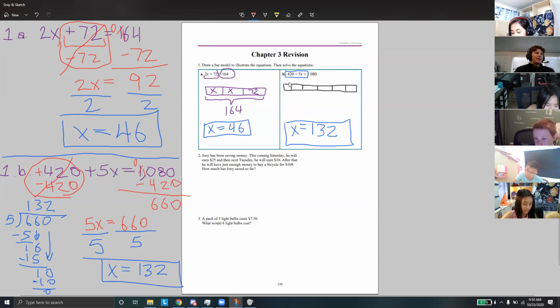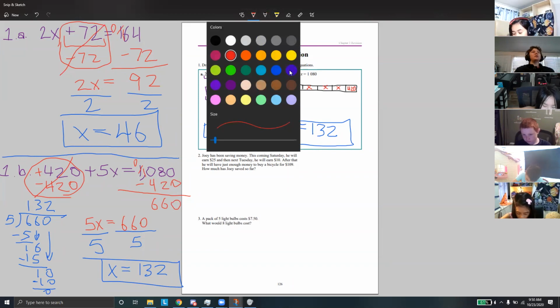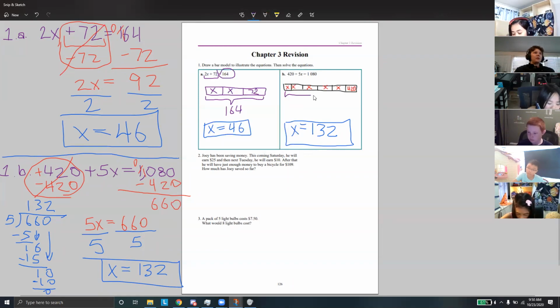And I'll just write the x's in 5 of the boxes, x, x, x, x, x, and then the last box is 420. And then on the other side is what goes for the whole thing, because all of that equals 1080. So we draw that model. Okay, next.